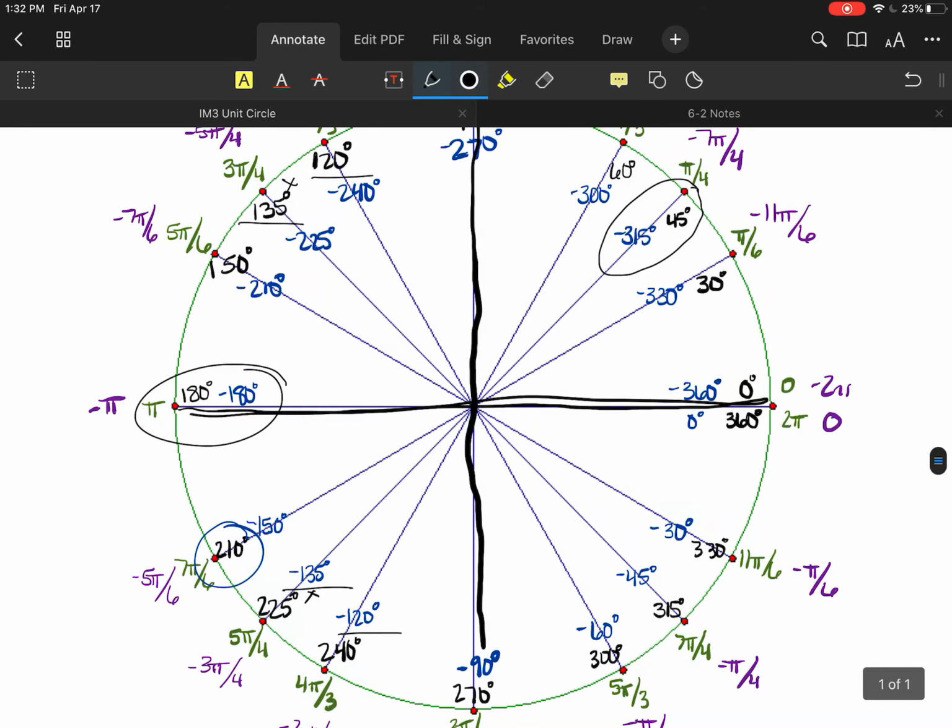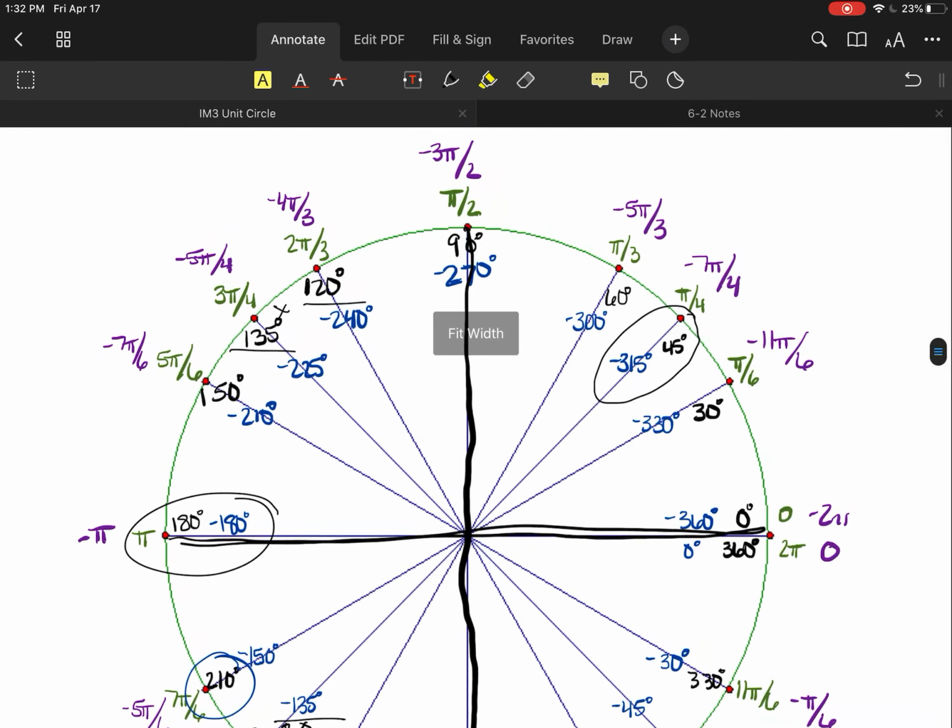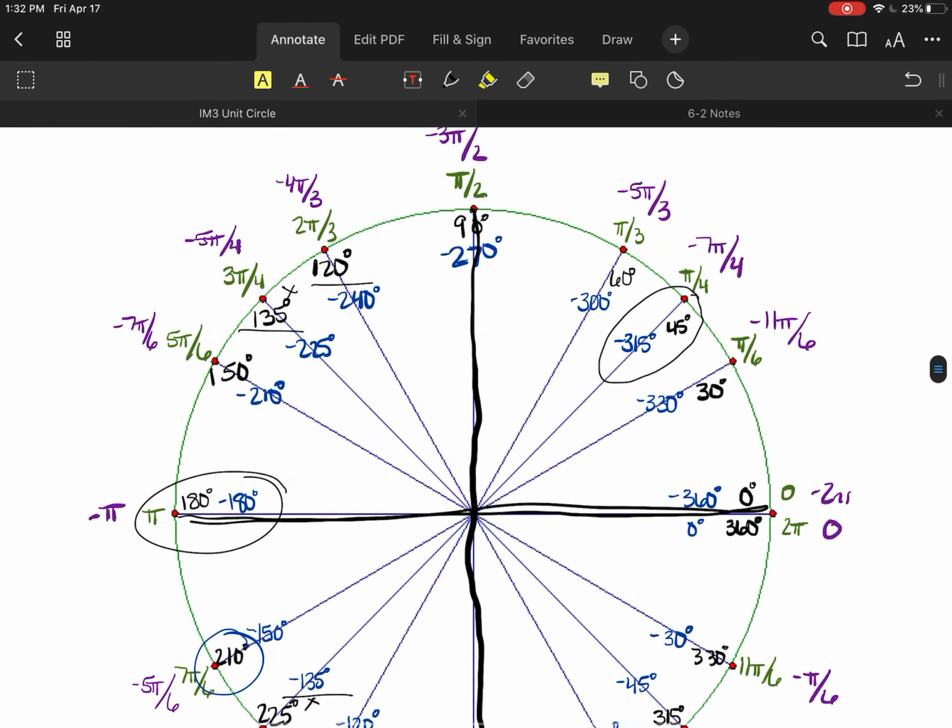Now we're getting into radians. So all those pi measurements going around the outside, the green and the purple, those are something called radians, okay? This is a new concept for us.